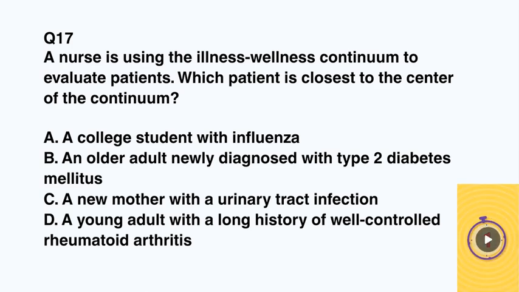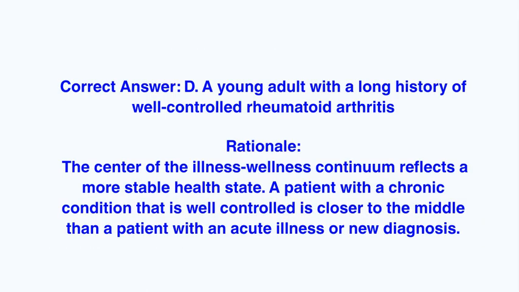Let's look at the answer. The correct answer is going to be letter D. A young adult with a long history of well-controlled rheumatoid arthritis, and this is the rationale. The center of the illness-wellness continuum reflects a more stable health state. A patient with a chronic condition that is well-controlled is closer to the middle than a patient with an acute illness or new diagnosis.